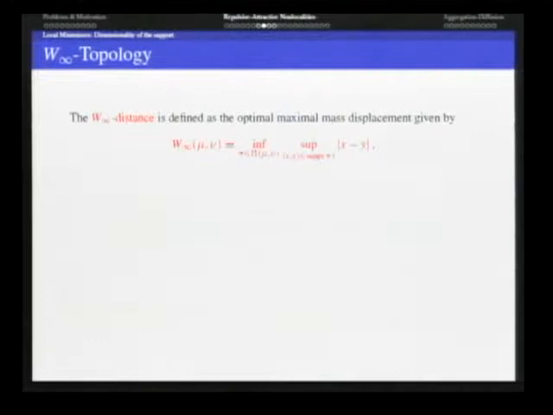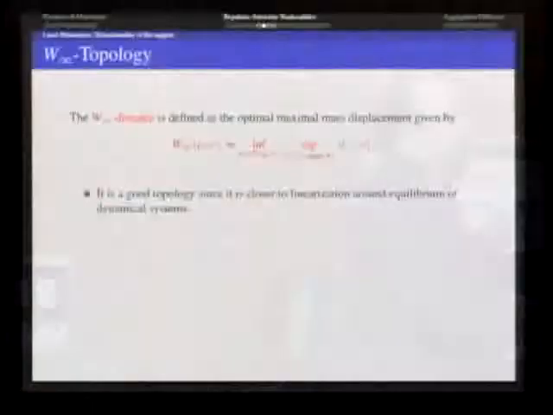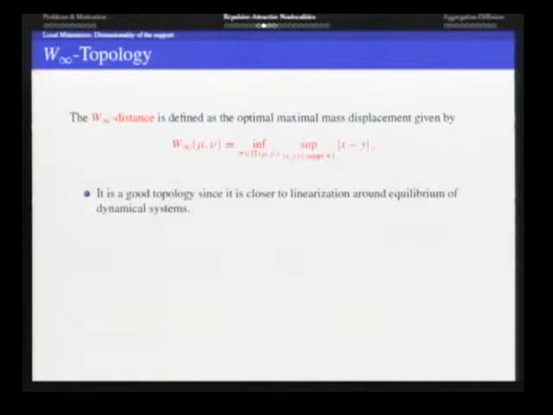Why is this complicated object useful for us? In fact, there is a very simple comment that may give you some light on it, which is the fact that it is the closest to doing linearization around equilibrium of dynamical systems. So if I wanted to check these shapes that I get by particle systems, I would like to linearize around one equilibrium of this m particle system. I would like to send the particles not too far away to be able to do some kind of linearization. So precisely in W infinity, sending a little bit of mass nearby is a small perturbation, but sending an epsilon of mass to the moon is not a small perturbation. It's a large perturbation in W infinity, while in other distances like W2, that's a small perturbation. So that's why W infinity is useful for us.